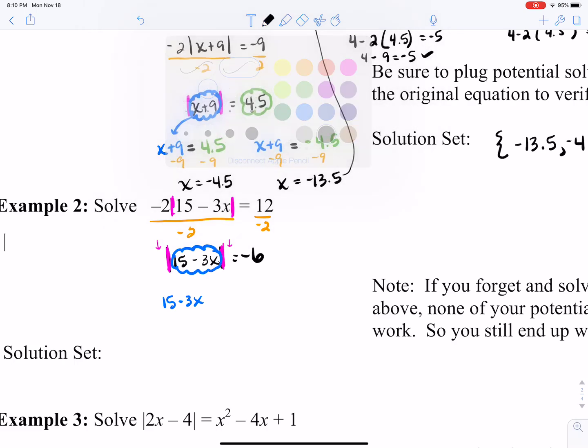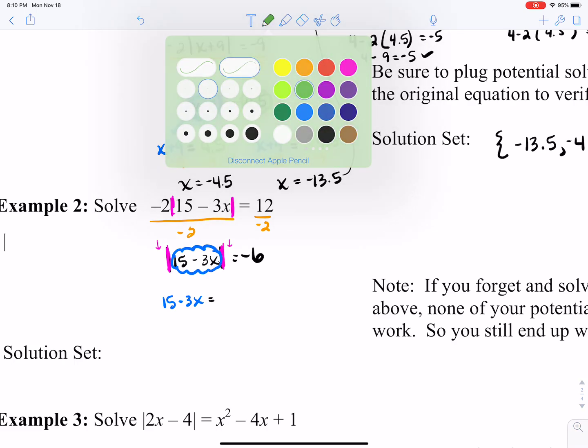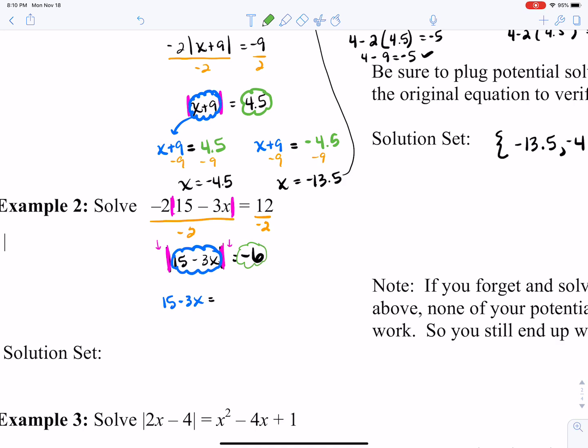set it equal to the positive version of the number over here. Wait a minute, that's not even a positive number. So back up a minute. Here's what this equation is saying. This equation is saying when you absolute value something, we're going to get a negative 6 out of it. That is not possible. You can't absolute value some number and get an answer of negative 6. So this is a no solution.